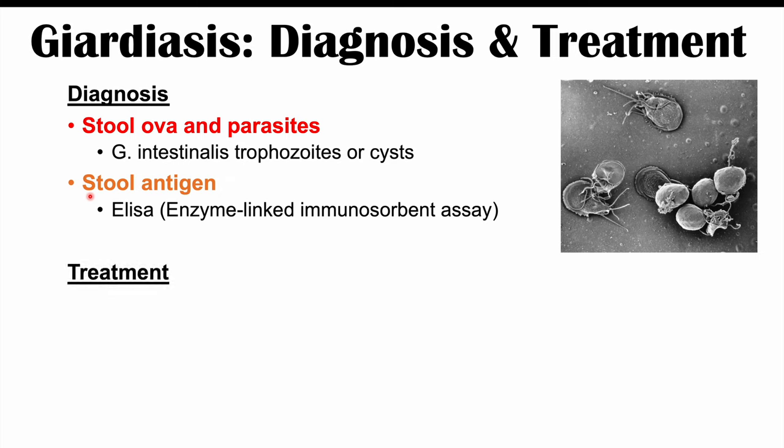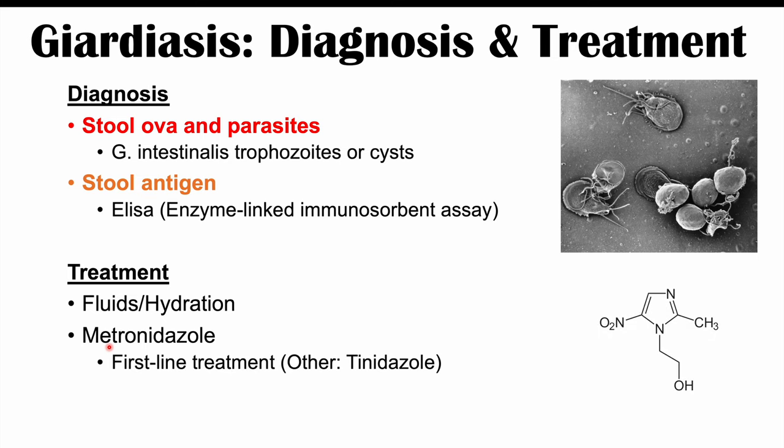And when clinicians have diagnosed this condition, fluids and hydration are going to be important. Oftentimes, patients may have excessive diarrhea. They may be dehydrated. It's going to be important to do fluid resuscitation. So keeping hydrated is going to be important. And the first line agent for treating this condition is going to be metronidazole. This is going to be the textbook answer for treating giardiasis. So again, it's the first line treatment. And other possible treatments instead of metronidazole can include tinidazole.